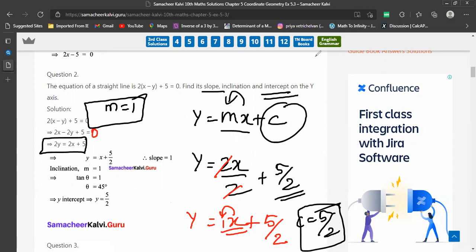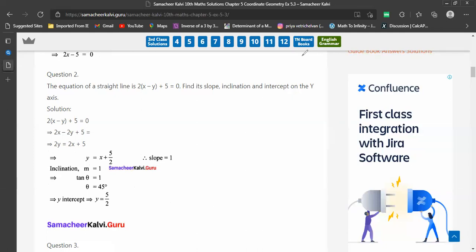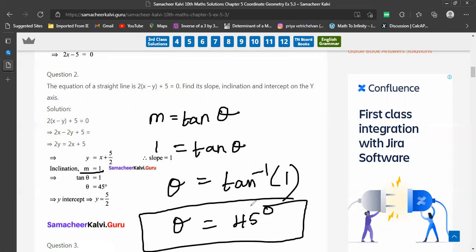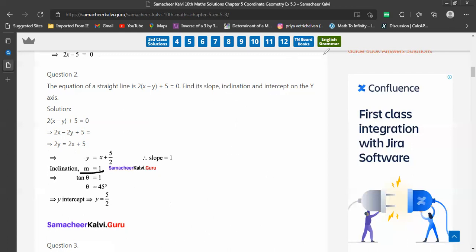And they are also asking about the inclination. And for the inclination, you have to take tan theta. Just equate your slope to tan theta. The value of the slope is 1. So substitute 1 equal to tan theta. For finding the inclination, just apply tan inverse on both sides. So it will be tan inverse of 1. So when will you get 1 in the tan table? When tan is 45 degrees, isn't it? So tan 45 degree is 1. So the inclination is 45 degree. Can you follow? Yeah. Okay.